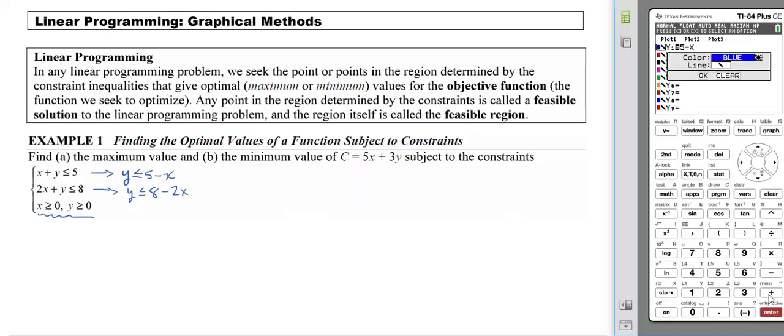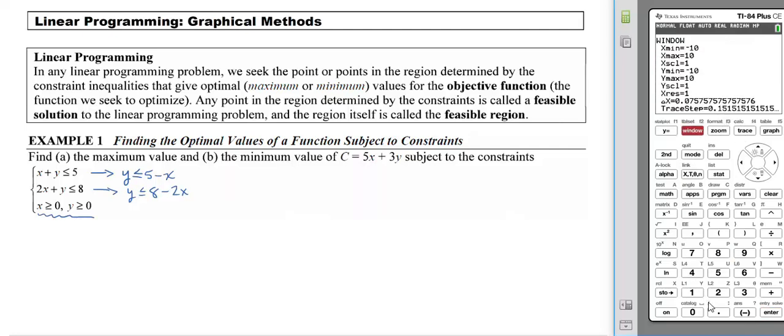and let's go back in on the line there. We can open that menu and change the shading. Of course, we want y less than, so we're going to shade below. The other one's also below. Since we're there, we'll go ahead and change it to 8 minus 2x. All right, let's set our window. Let's make an x minimum of 0 and a y minimum of 0 and just see what kind of a graph we come up with.